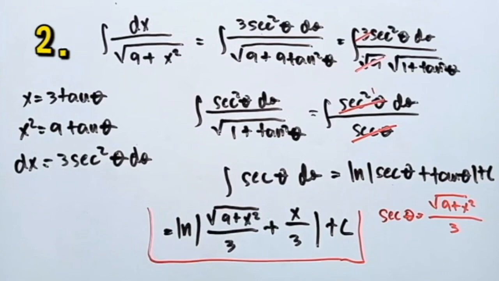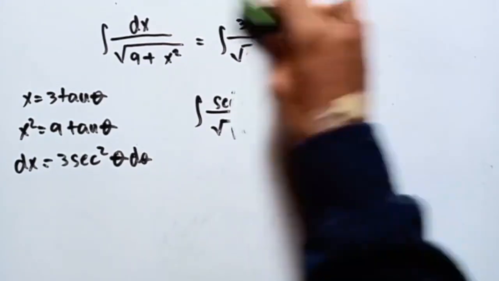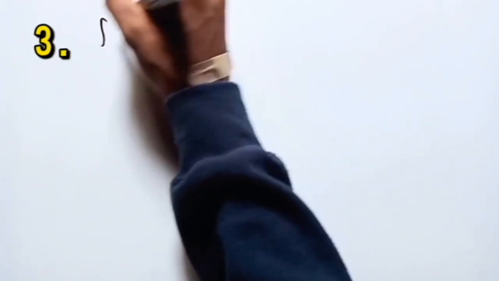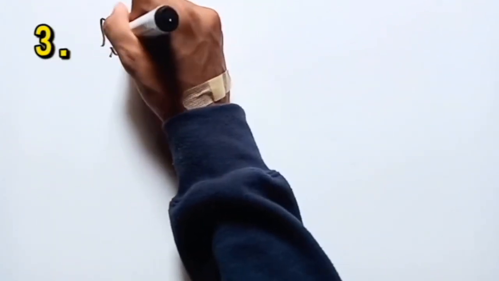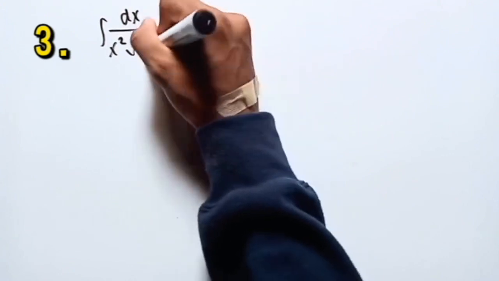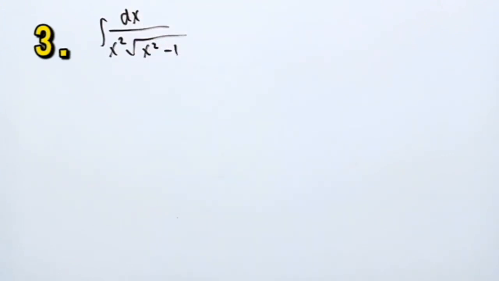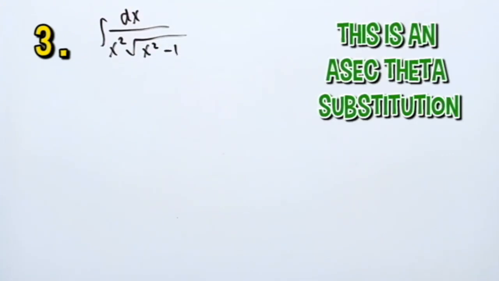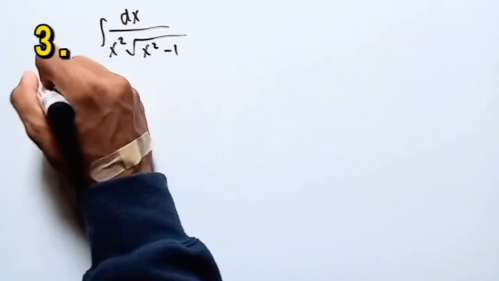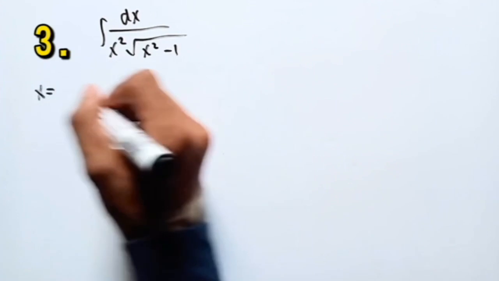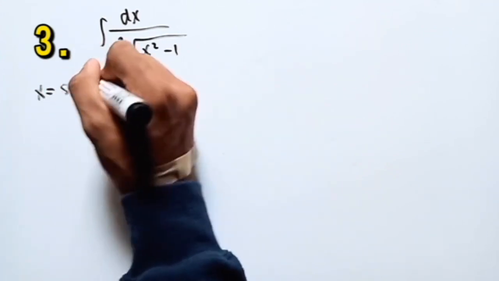So let's proceed to the last example. Now let's proceed to the last example, which is the integral of dx over x squared times square root of x squared minus 1. Now this looks like a secant theta substitution. So I'll put x equal to secant theta.